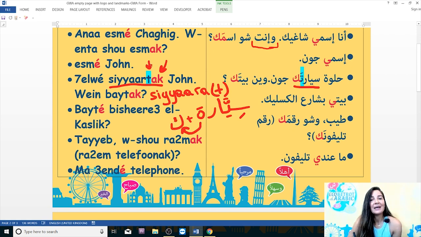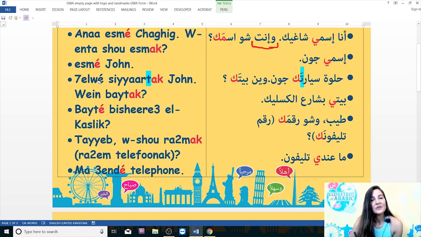سيارتك. That's why I highlighted this T, because alone this word سيارة is silent, you see? It's silent. But the moment I attach this possessive ending to it, I'm gonna pronounce it. So we say سيارة, but we say سيارتك. And even this A sound, the vowel before the T, is kind of disappearing. So instead of saying سيارتك, which we say in modern standard Arabic, in Lebanese Arabic we're kind of dropping the sound and we're saying سيارتك rather than سيارتك. So when I say حلوة سيارتك, John, I'm saying your car is beautiful, John.